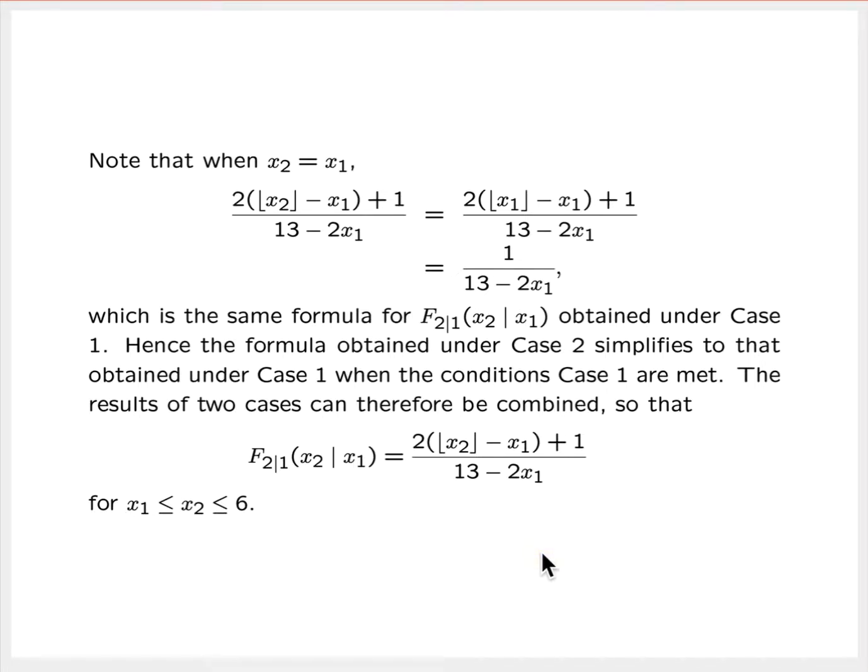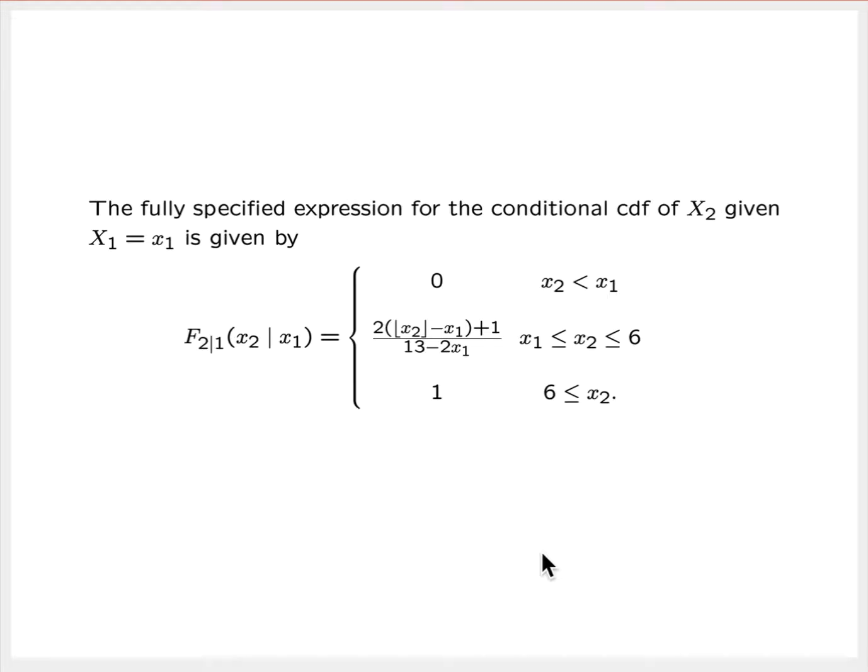And so putting these results together, the fully specified expression for the conditional CDF, because that's what we're deriving here, the conditional CDF of x2 given x1, is given by the following expression. It's 0 if x2 is strictly less than x1. It's 2 times that difference between the greatest integer less than or equal to x2 and x1, plus 1, all over 13 minus 2x1 for values of x2 that are greater than or equal to x1 and less than or equal to 6, and then it's 1 as long as x2 is greater than or equal to 6.